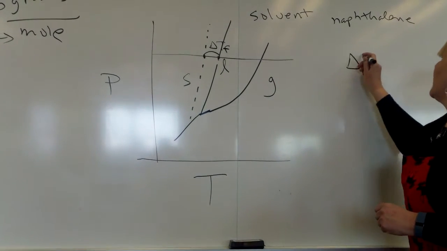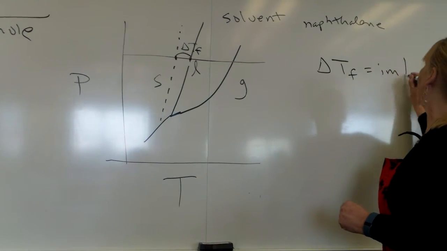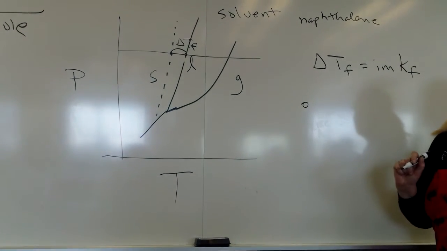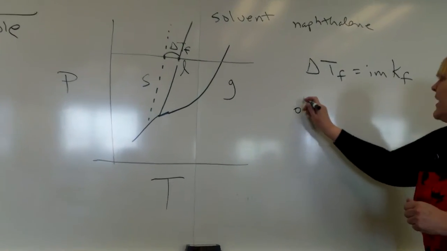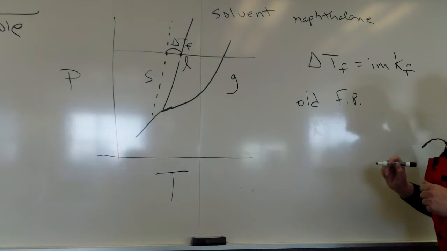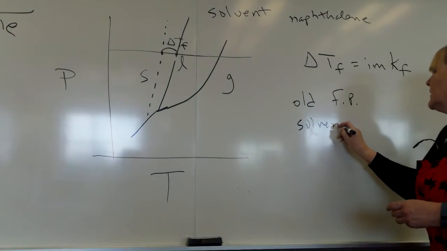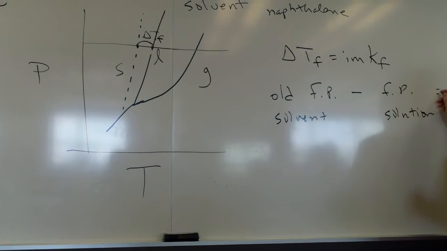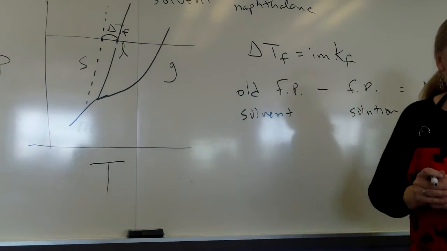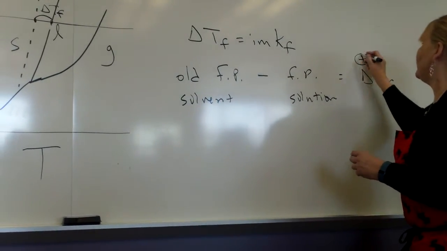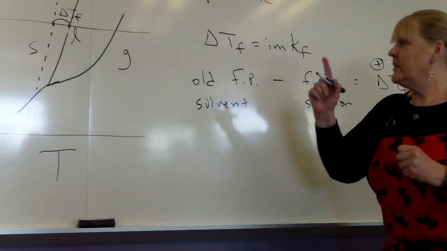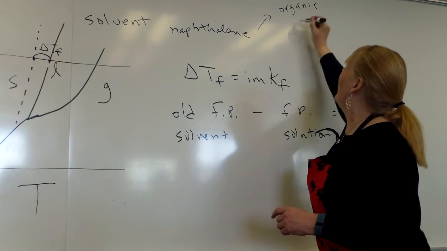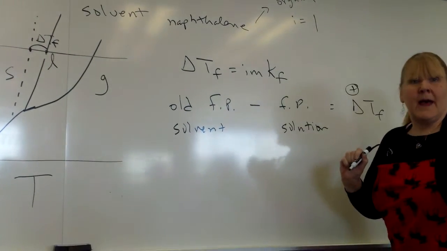We know our equation. Our equation is delta T sub F equals i m K sub F. Delta T is the change in temperature, such that we take the old freezing point, the one for the solvent, and subtract the freezing point for the solution, and that gives us our delta T sub F, yes? We know that this is going to be a positive value. Now, i m K sub F: since naphthalene is a nice organic solvent, i is equal to 1. And K sub F is given.